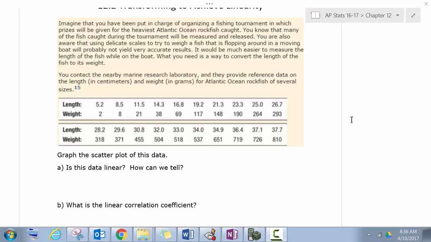Alright, so imagine you've been put in charge of organizing a fishing tournament, and we need to get their weight. So we figured the best way to get their weight is by measuring the length and using that. And we have this data to start from. Graph the scatter plot of this data. Is the data linear? How can we tell?